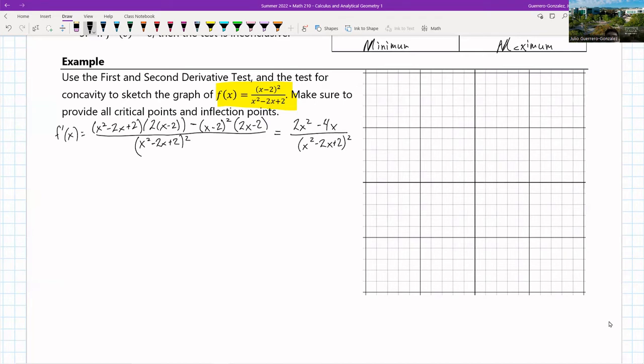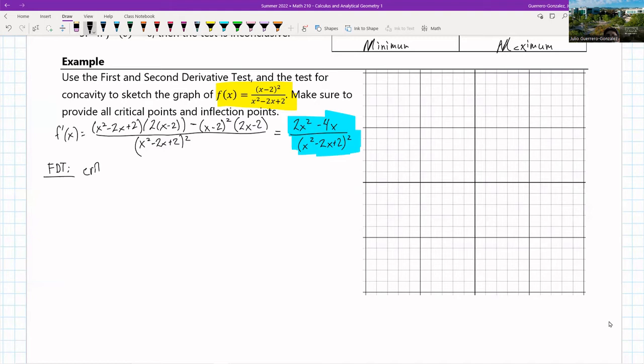Okay, here's my derivative right here. I sort of reduced it as far as I could. You should get either this or something similar. Okay, so now I'm going to do the first derivative test. I need the critical values, right?